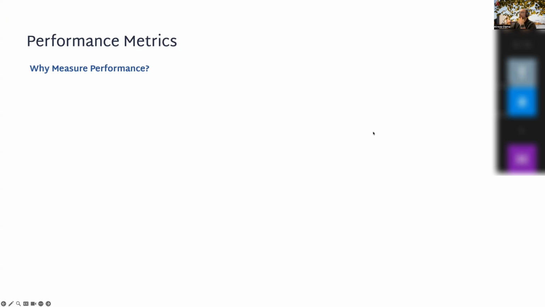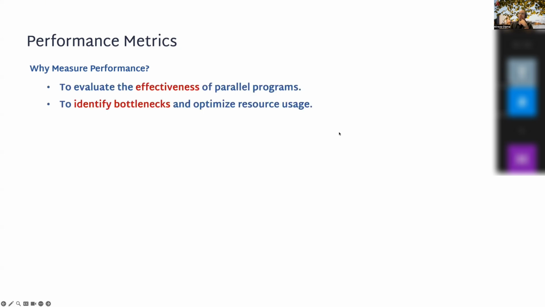So the first thing is we want to evaluate the effectiveness of our algorithm or program. We want to know how fast we are in solving a problem using a parallel program. And then we want to identify the bottlenecks. What are the bottlenecks of this program, and how can we optimize resource utilization? So we can define some key metrics for measuring these things.